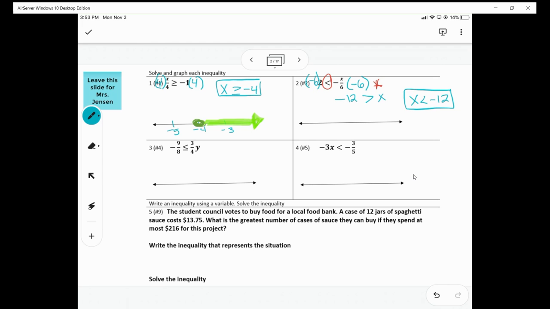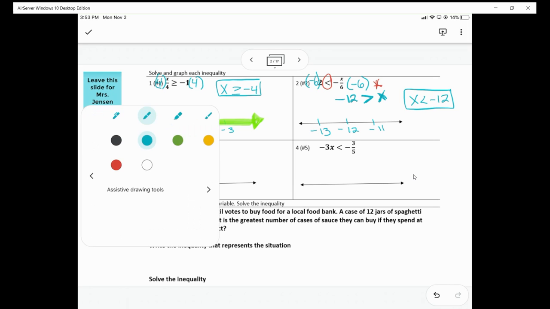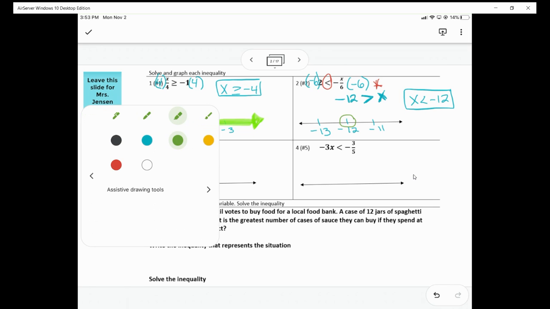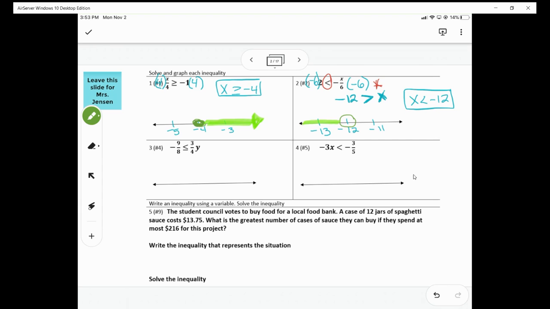When you rewrite so the variable is on the left, read from right to left. So we have x is less than -12. -12 is not included in the solution set, so it would be an open circle. All values less than, so we shade to the left.